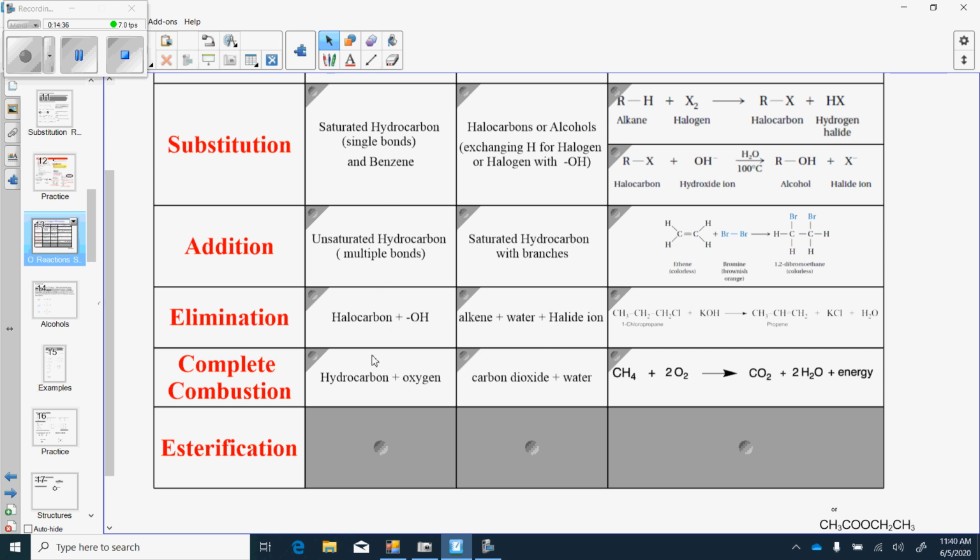Keep this chart handy if you are starting your work with the 9 questions on the assignment about predicting products with your organic reactions. All of these reactions start with different things, and that helps with identifying them. We'll talk about esterification in our 4th video. So this leaves us a little bit of time to talk about 3 new families.